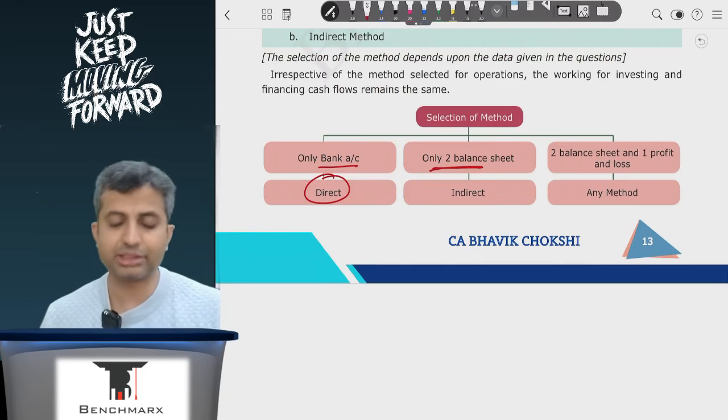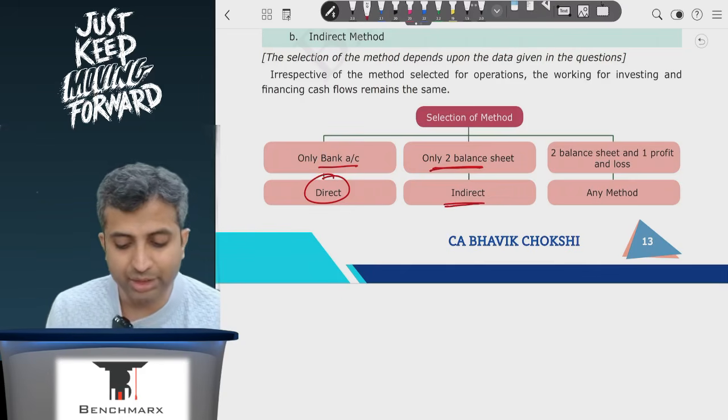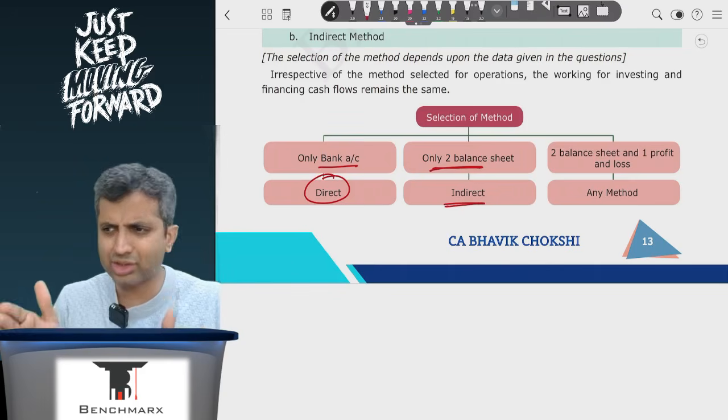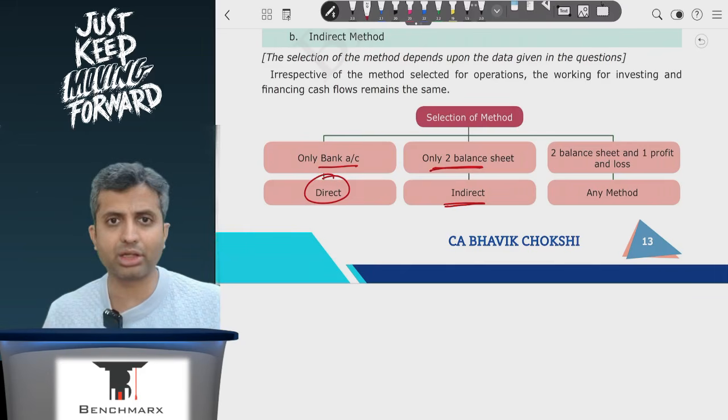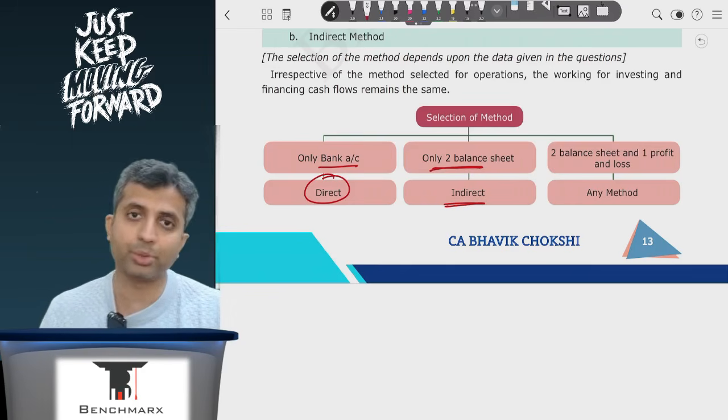And as a result, in such a case, if two balance sheets are available, then the indirect method can be found, because you can take the changes in debtors, changes in inventory, and for profits, you can take the changes in profit and loss or retained earnings, as the case may be. Hence, if two balance sheets are available, the indirect method is your appropriate method.